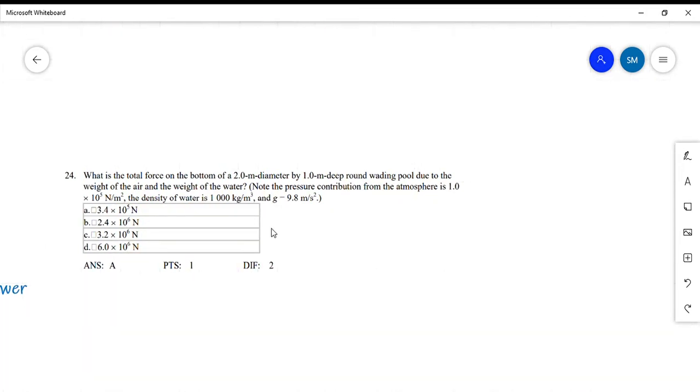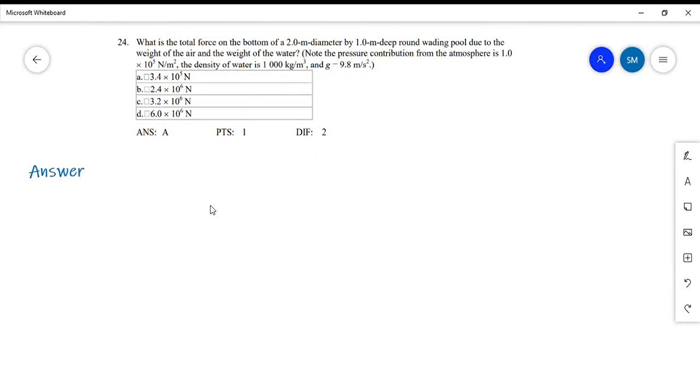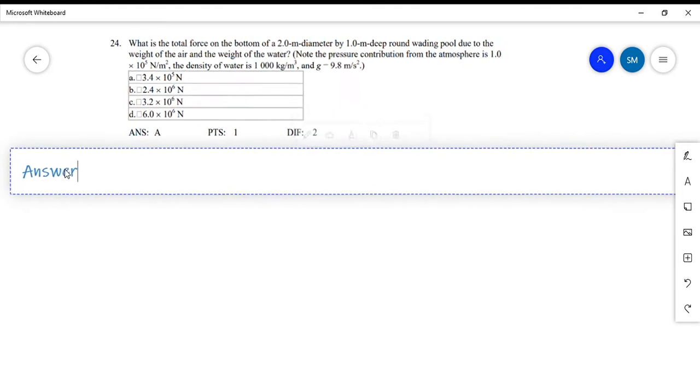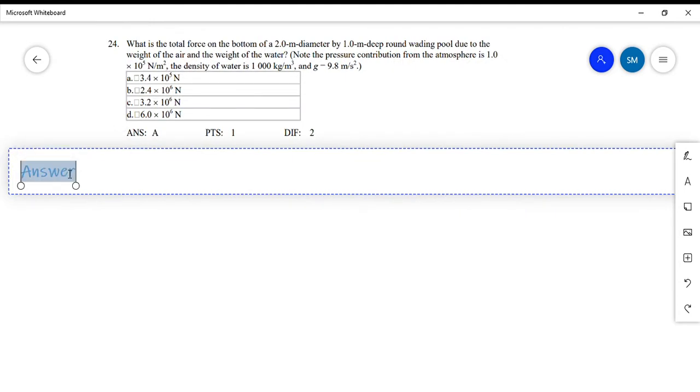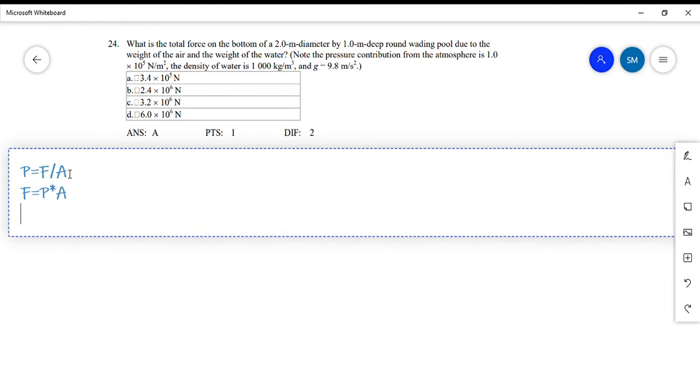Question number 24. What is the total force? So he simply wanted to know the total force. We all know this rule. P, which is pressure, is equal to F, which is force, over A. So simply the force is equal to the pressure times the area. So if we want to know the force, we need two things: the pressure and the area.